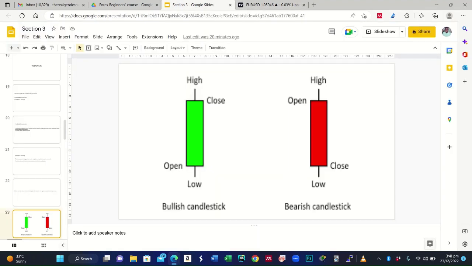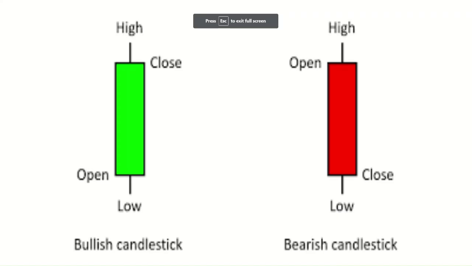Let's go back. So I hope you understand the concept of candlestick now. When we are talking about a bullish candlestick, it means it closed higher than where it opened. And when we are talking about a bearish candlestick, it means it closed lower than where it opened. A bearish candlestick is coming downward, it closed downward, and a bullish candlestick closed upward. So that is candlestick formation.